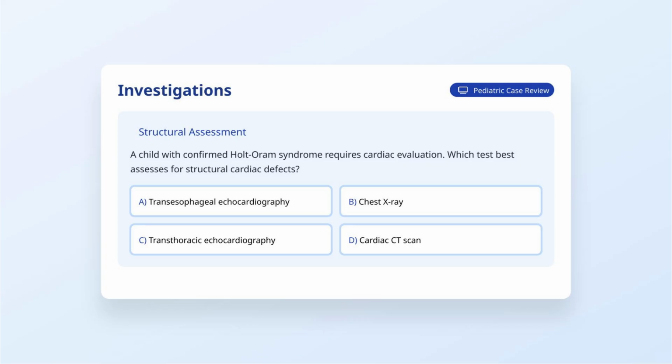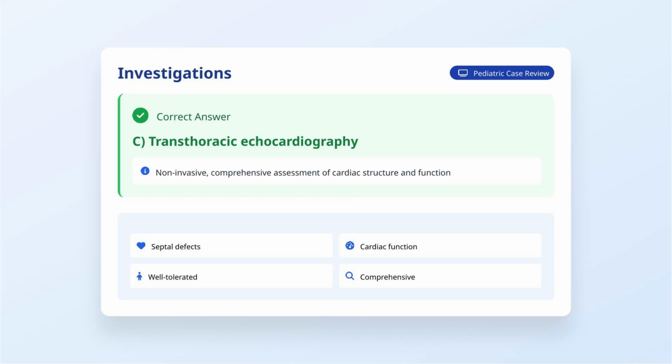A child with confirmed Holt Oram syndrome requires cardiac evaluation. Which test best assesses for structural cardiac defects? A. Transesophageal echocardiography. B. Chest X-ray. C. Transthoracic echocardiography. D. Cardiac CT scan. The correct answer is C. Transthoracic echocardiography. This non-invasive imaging modality is the gold standard for evaluating structural heart defects in patients with Holt Oram syndrome. It can identify atrial and ventricular septal defects, assess cardiac function, and provide information on chamber sizes and valve function. It's well tolerated by children and provides comprehensive cardiac assessment.